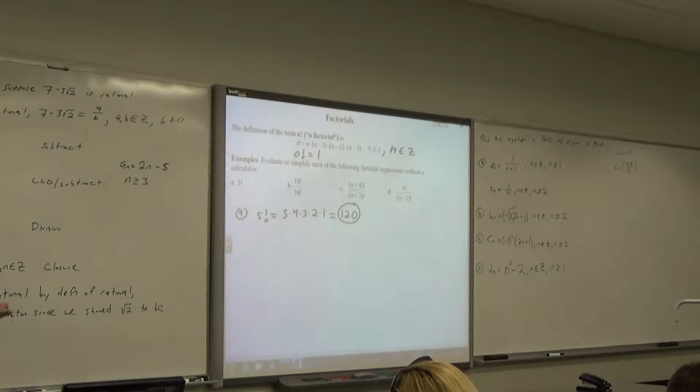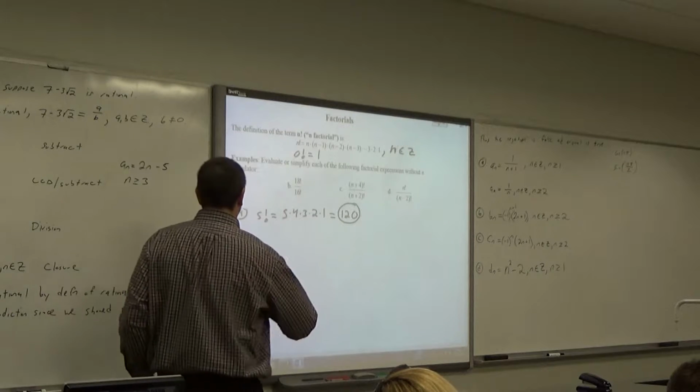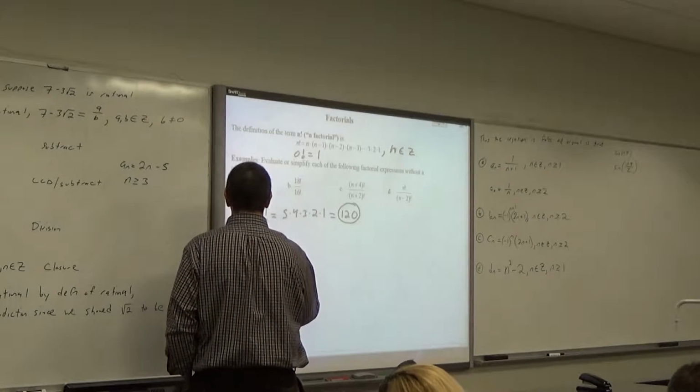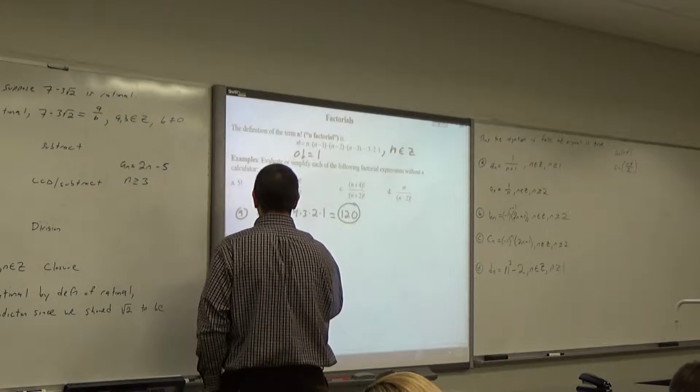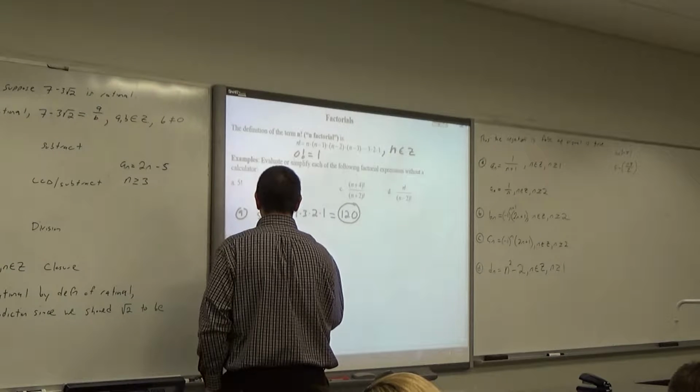Guys, does that make sense as to what a factorial is? It's not difficult. You just multiply in descending integers. Now, for item B, this one's a little bit more difficult: 18 factorial over 16 factorial.